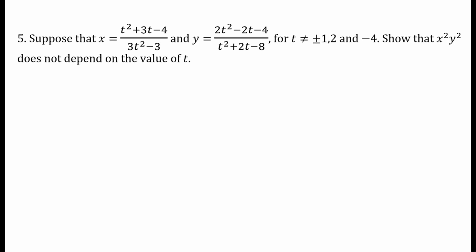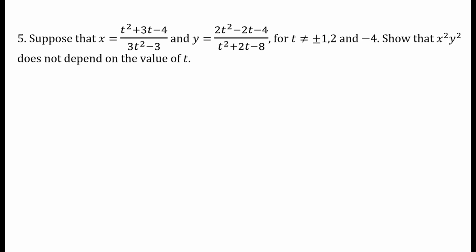Number 5, suppose that x equals that rational expression and y equals that rational expression. And we exclude 1, negative 1, 2, and negative 4 from the domain, because if you plug those values in, your denominator would be 0. So show that x squared y squared does not depend on the value of t.